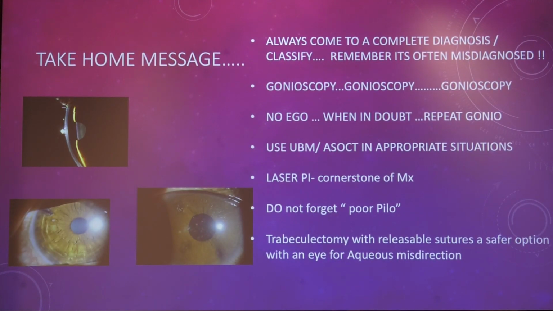So, take-home messages: always come to a complete diagnosis, and classify angle closure disease according to the ISGEO classification. Remember, it's often misdiagnosed. Gonioscopy is important. No ego, when in doubt, repeat gonioscopy. Use UBM and ASOCT in appropriate situations.